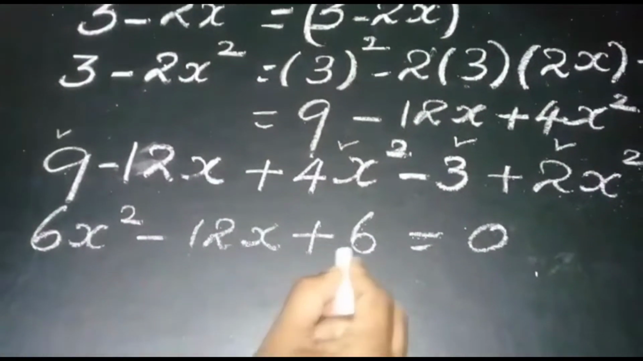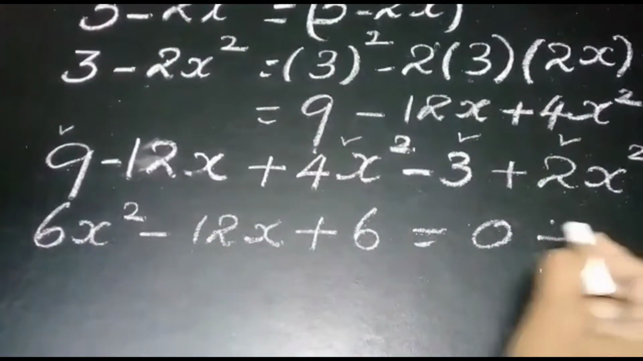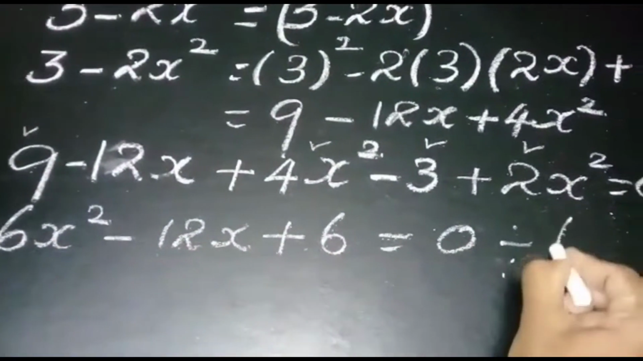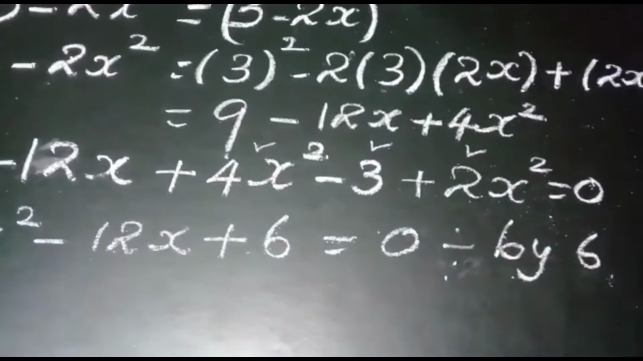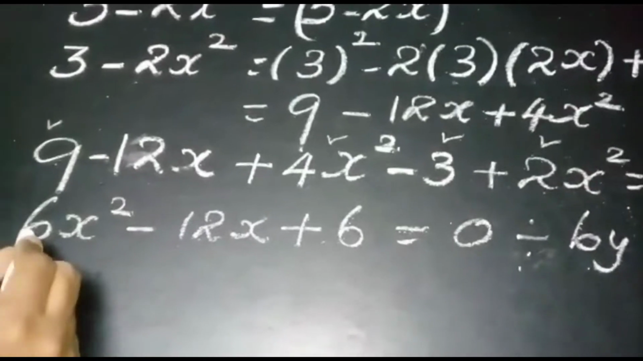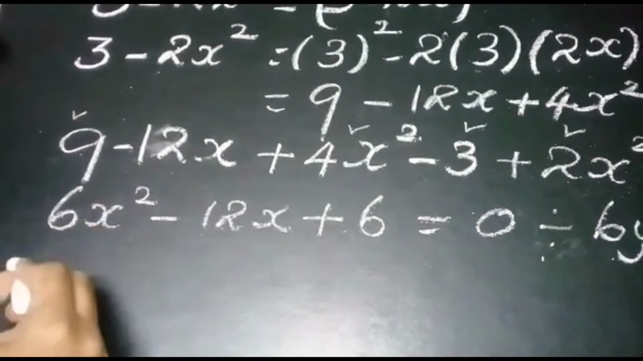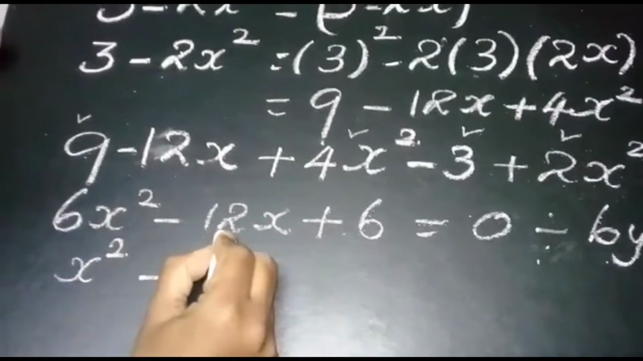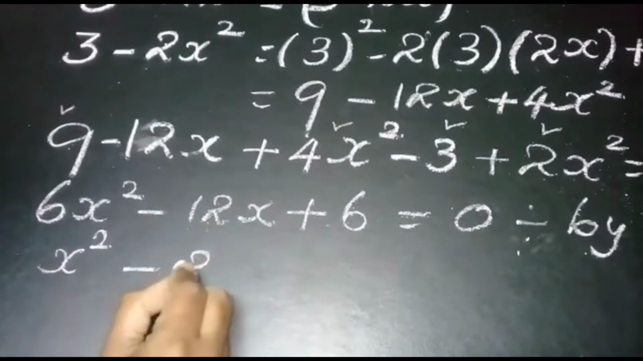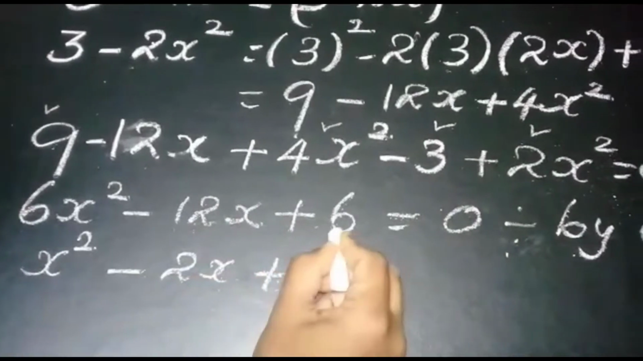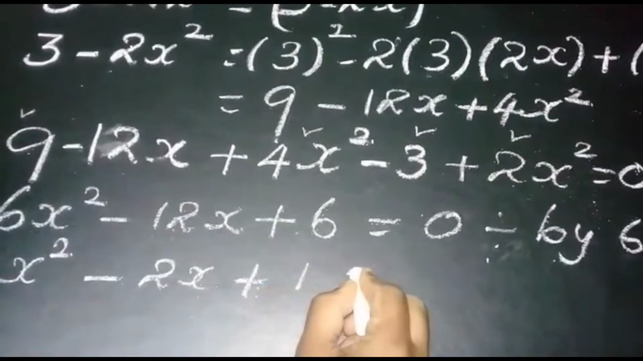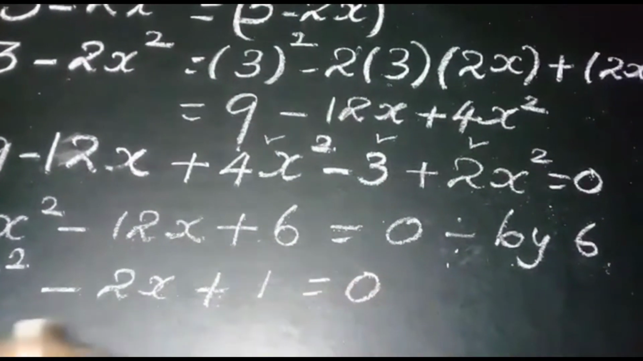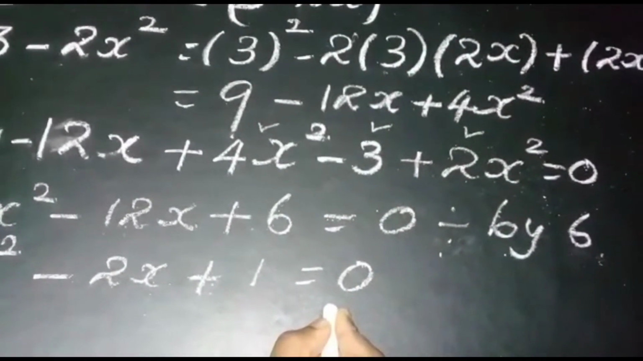So divide throughout by 6. Here 6 is common. Now we get 6x square divided by 6, what is the answer? 6 cancels. x square minus 12 divided by 6, 2x, plus again 6 divided by 6 equals 1, equal to 0. So this is the quadratic equation.